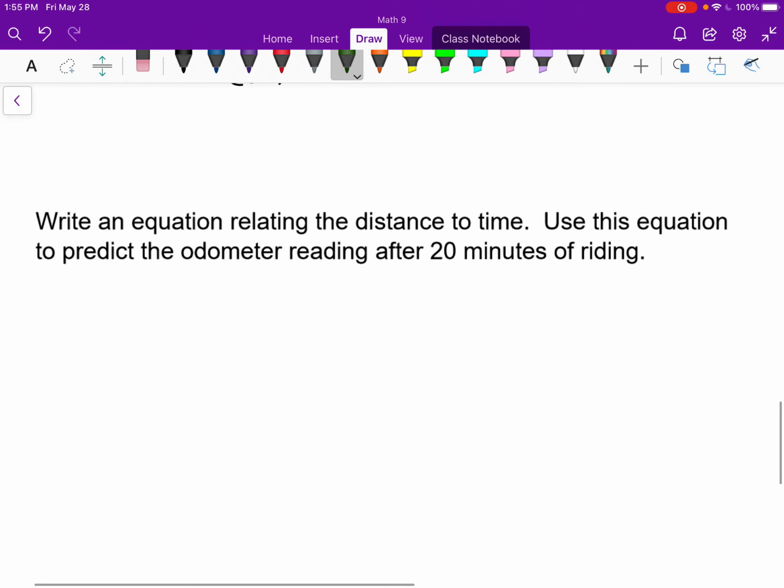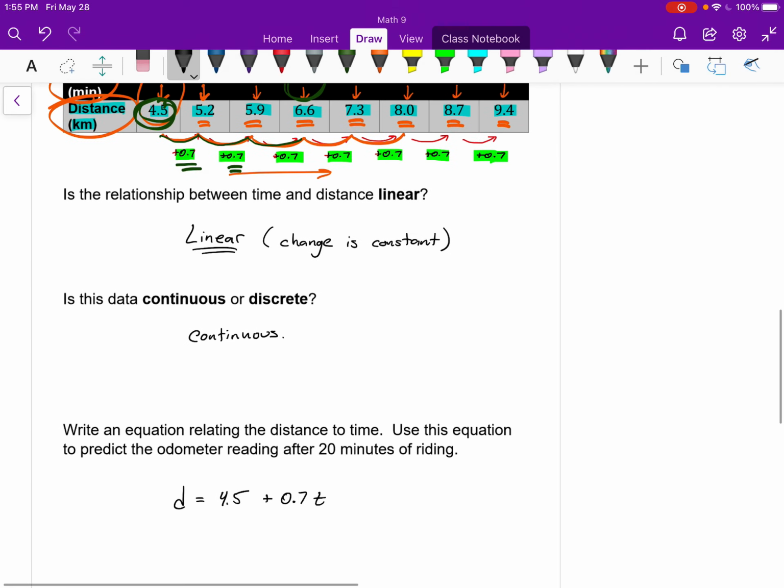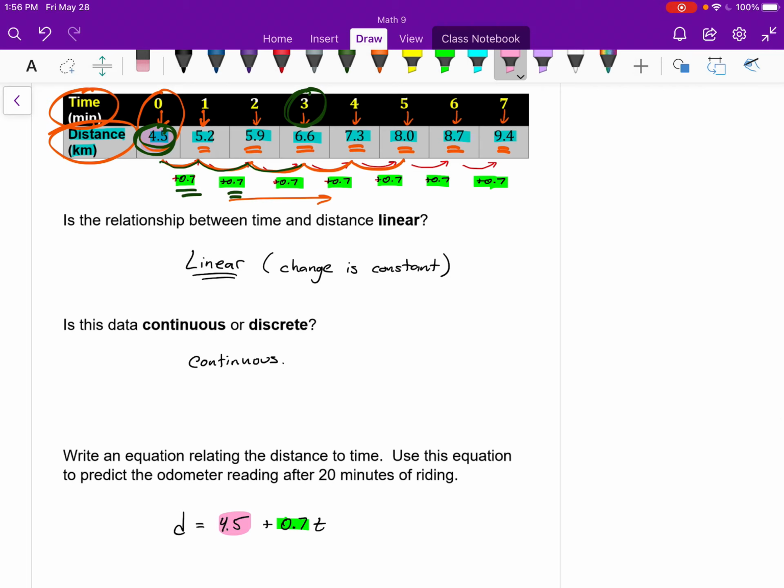And so an equation we could say is that d for distance is the same as 4.5, that was the constant, that's our starting point, plus 0.7 times the number of minutes, and I'll put t for the number of minutes. And so that 0.7 that we found, that constant change from one to the next, was really important, but also was the starting amount, 4.5. And now I've expressed this linear relationship from the table as an equation. D equals 4.5 plus 0.7t.